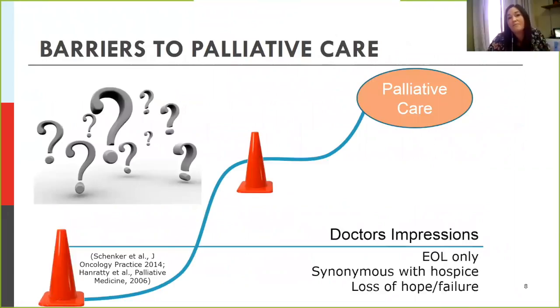Oftentimes, not just doctors, I would say providers overall, still associate palliative care with hospice, thinking that they're the same thing. Or that palliative care must mean the very end, or that there's a loss of hope or failure in referring to something like palliative care. And I think so much of our training is about helping people get stronger and helping people get better. And then when we introduce ideas of palliative care or hospice, I think the fear is that people see that as the very end, and that pushes our desire to talk about these kinds of services.